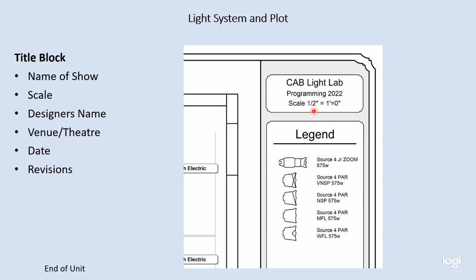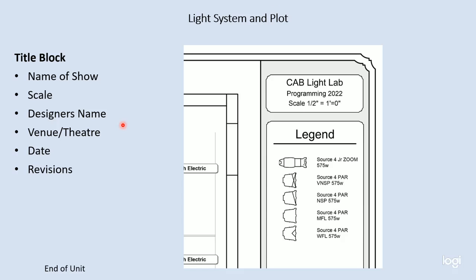Typically the scale of a light plot is 1/2 inch equals 1 foot. So if I am measuring 1/2 inch on the drawing space, that actually is equal to 1 foot in real life. Different scales are used sometimes. Sometimes they're 1/4 inch. Those are difficult to read. Sometimes they're 3/8 inch, which is somewhere in between, but is also kind of a challenge to measure. More often than not, it's 1/2 inch equals 1 foot.